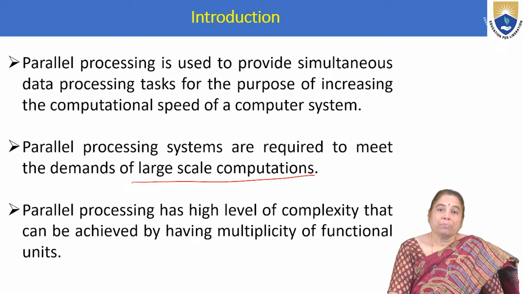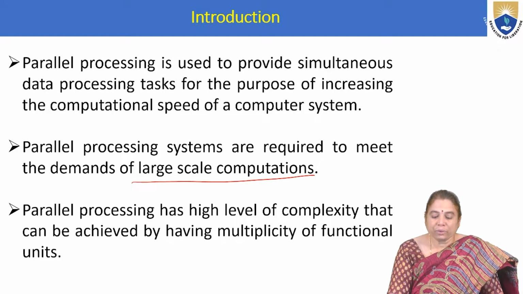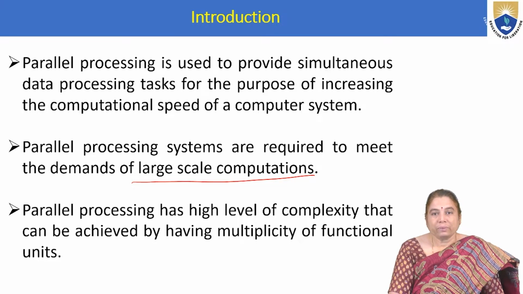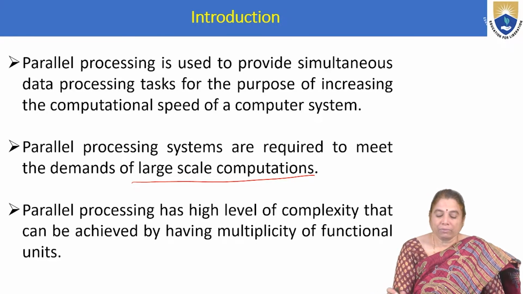Parallel processing has a high level of complexity. Why? Because multiple instructions are to be concurrently executed. To support this, more functional units and more registers are required. So a parallel processing system has a high level of complexity that can be achieved by having a multiplicity of functional units.